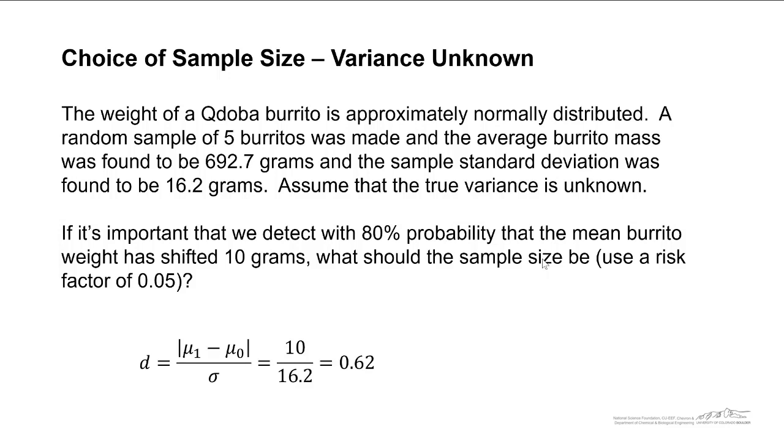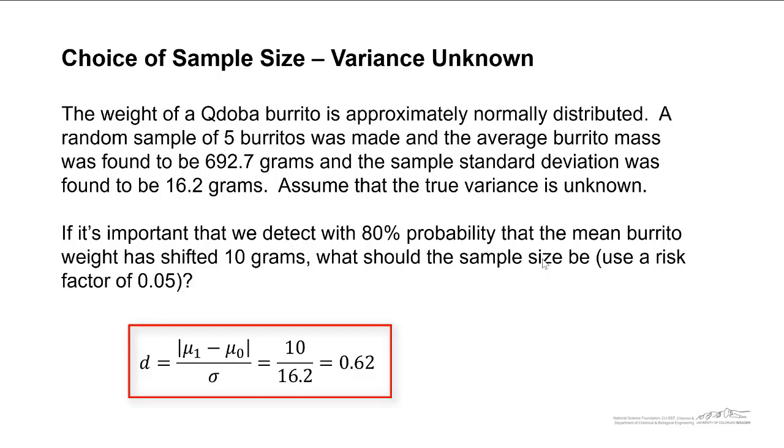We can do the same type of thing that we did for the variance known case using the operating characteristic curves. We can calculate this d value. That's the shift in mean. In this case, that's 10 grams. We want to be able to detect if the burrito weight has shifted 10 grams. And we divide by sigma. Now, we don't know that, so we use our sample standard deviation to estimate the population standard deviation. So in the denominator here, we have our sample standard deviation.